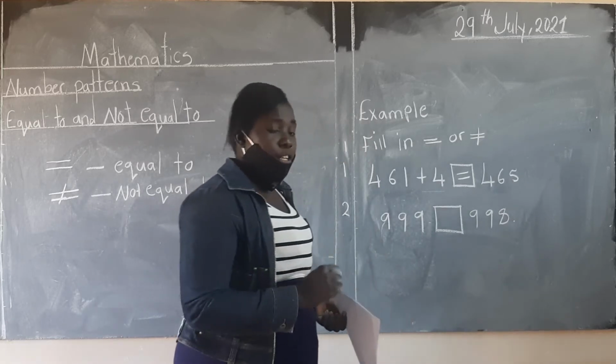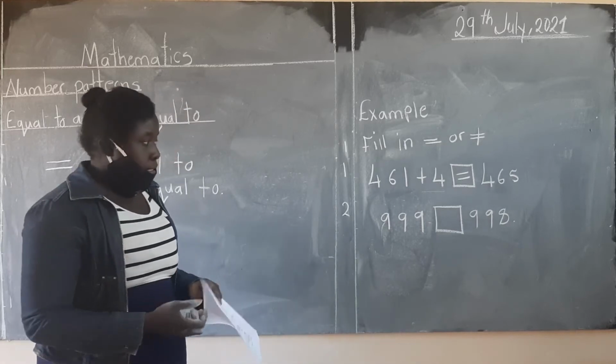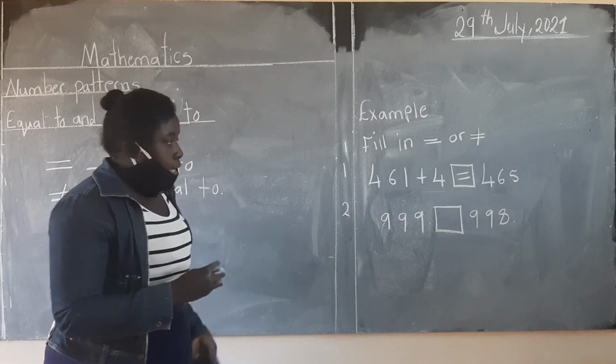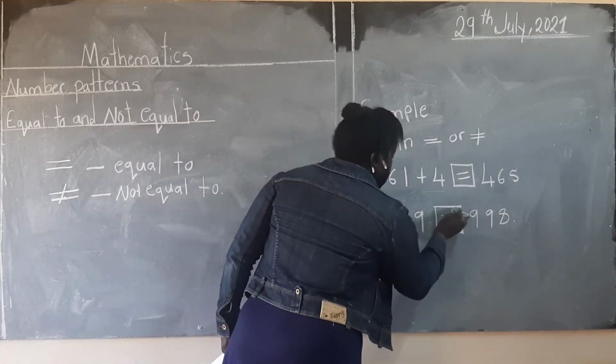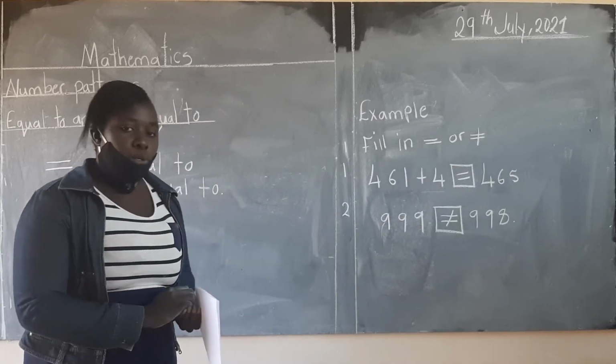998. So immediately you read out the numbers, you will see that the numbers are different, meaning they are not equal to. So the correct symbol you put is this one. Not equal to.